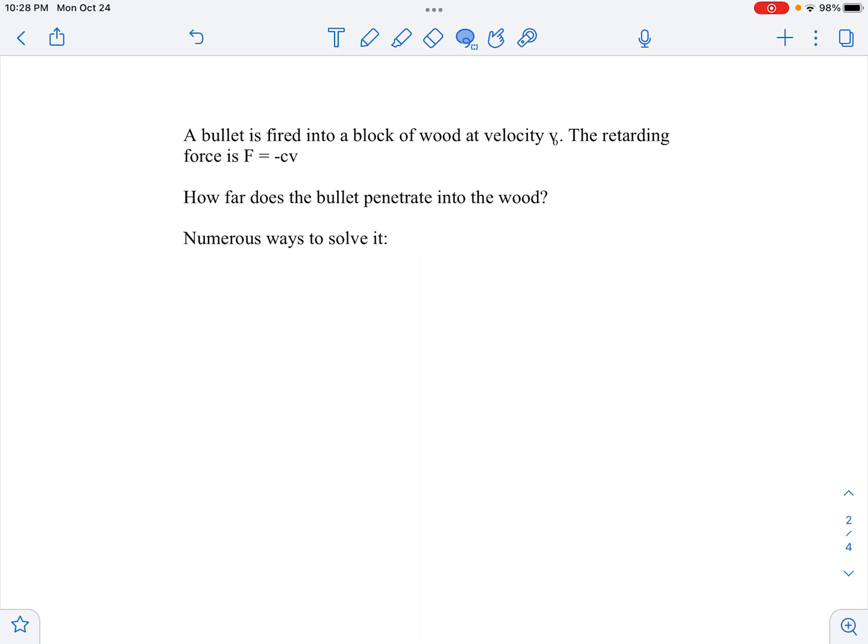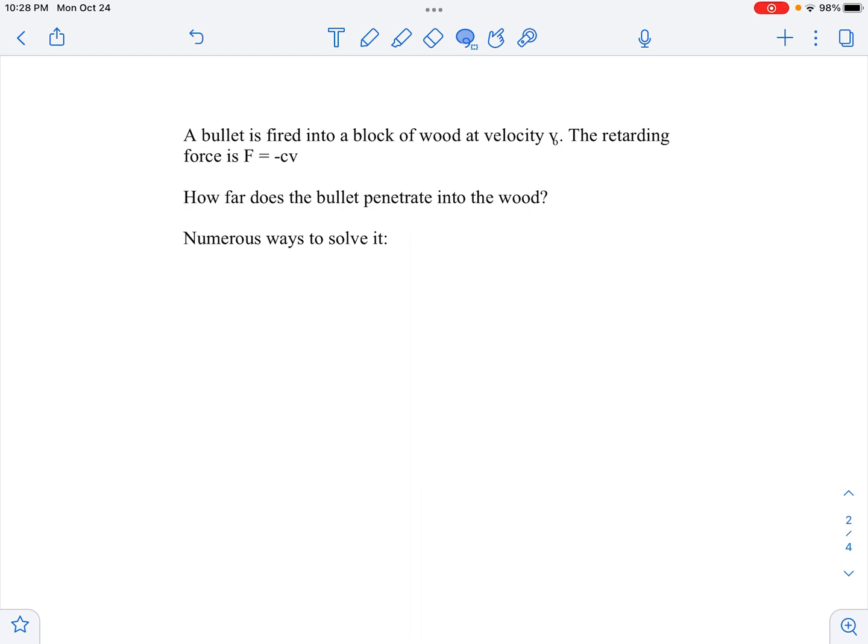The faster the bullet moves, the bigger the resistance force. The slower the bullet moves, the less the force. So you can think that when the bullet enters the block of wood, it experiences a large amount of force, and that slows it down. As it slows down, the amount of push it feels, the resistance from that wood, gets smaller. That would follow this linear relationship.